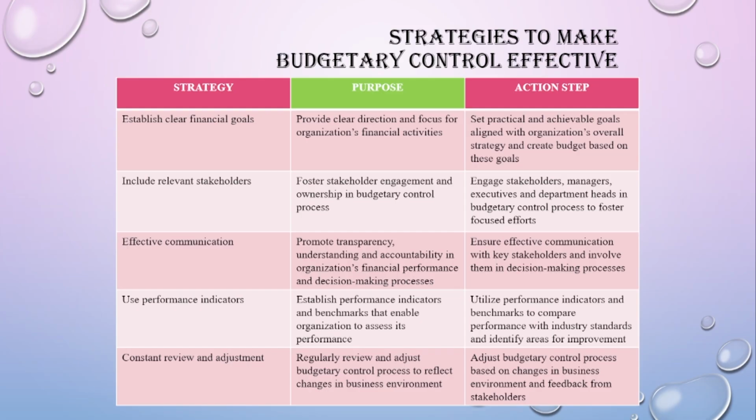Third strategy, effective communication. What is the purpose? To promote transparency, understanding, and accountability in the organization's financial performance and decision-making processes. What are the action steps? Ensure effective communication with key stakeholders and involve them in decision-making processes.